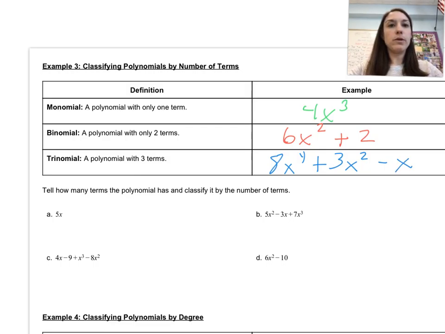In the next part, we are going to tell how many terms a polynomial has and classify it by the number of terms. Looking at letter A, we have 5x. Since there's nothing being added to it, we have only one term. And if it's only one term, we would say that this is a monomial.